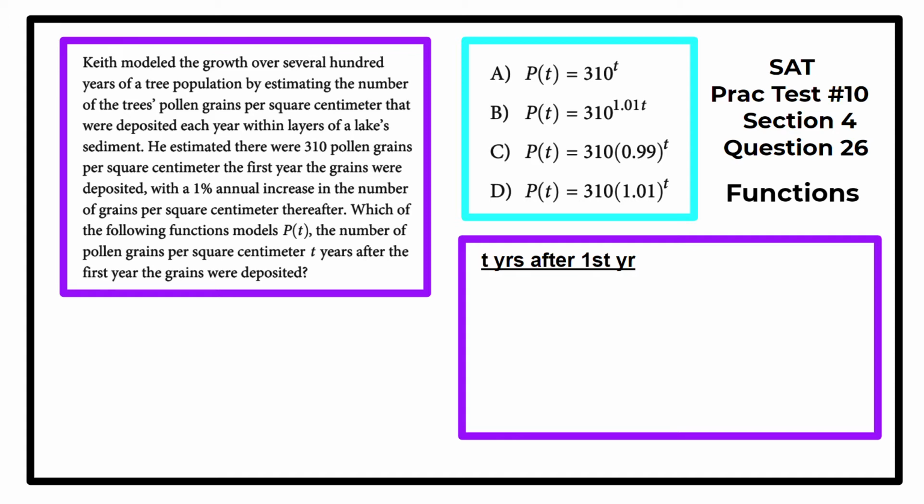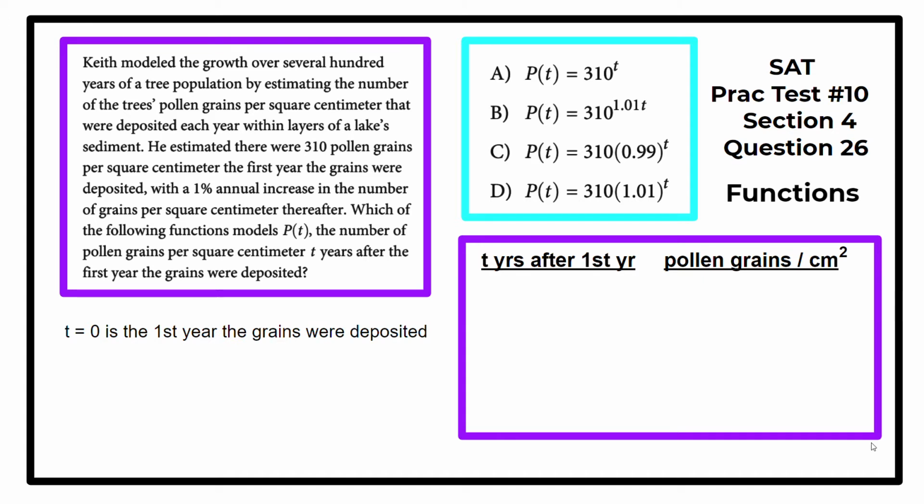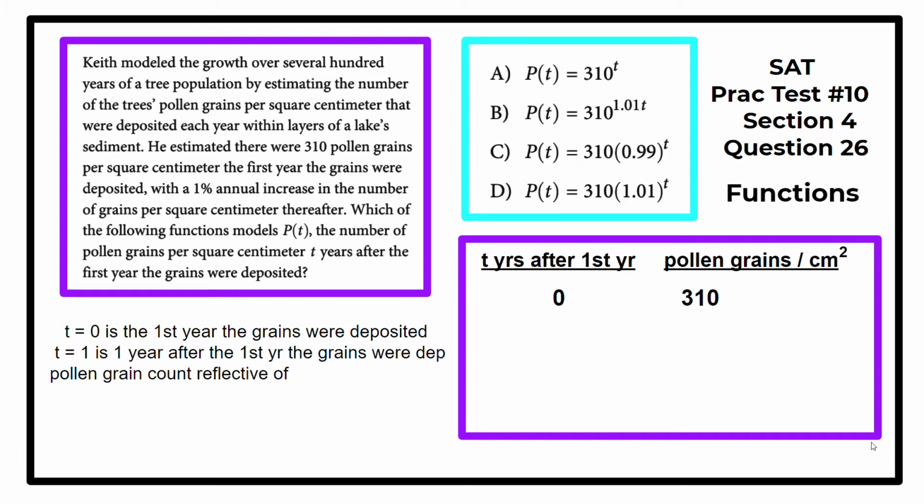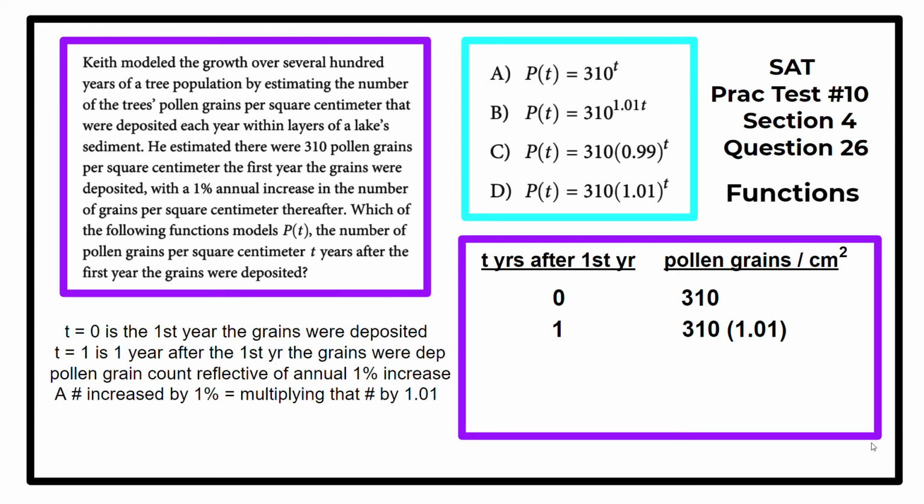Let's set up a table showing t years after the first year and pollen grains per centimeter squared. When t equals 0, that's the first year the grains were deposited, and that's 310 pollen grains. When t equals 1, that's 1 year after the first year the grains were deposited, and the pollen grain count is reflective of the annual 1% increase. A number increased by 1% is equal to multiplying that number by 1.01. So when t equals 1, our pollen grain amount is 310 times 1.01.